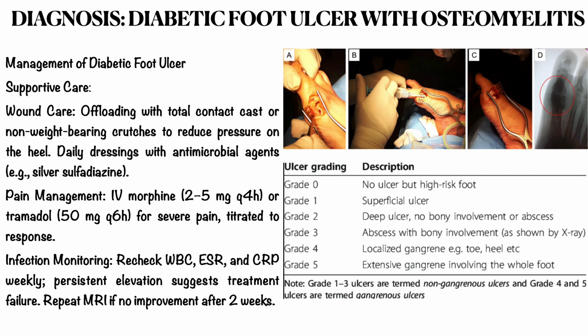And the ulcer grading occurs in 6 stages. I have already said about it, but you can also revise it in here. No ulcer but high risk foot, superficial ulcer, deep ulcer, no bone involvement or abscess, abscess with bone involvement shown by X-ray, and localized gangrene, example toe, heel, then extensive gangrene involving the whole foot. That is our grading. Then grade 1 to 3 ulcers are termed non-gangrenous ulcers, and 4 and 5 are termed gangrenous ulcers. And there is the picture of surgical debridement as I have attached in there for osteomyelitis too.